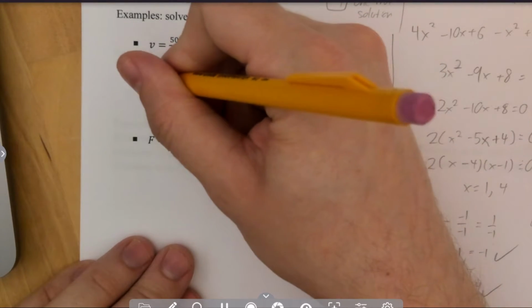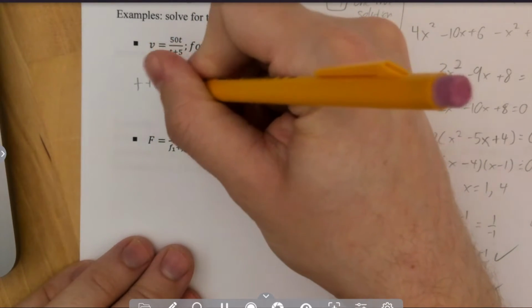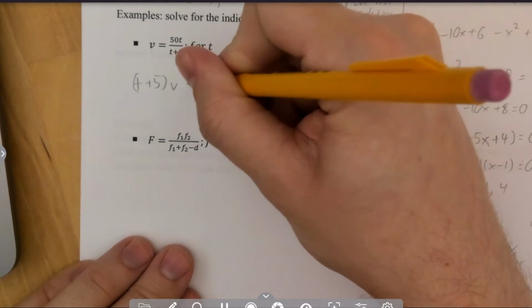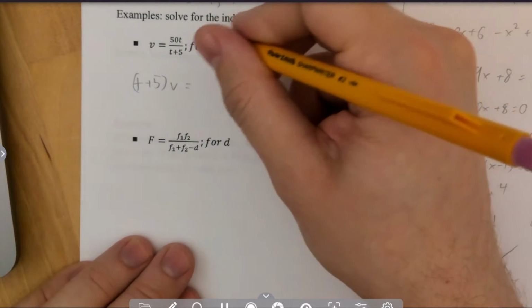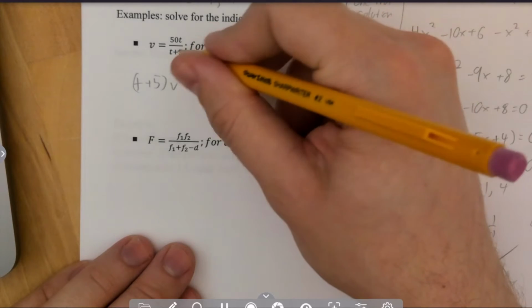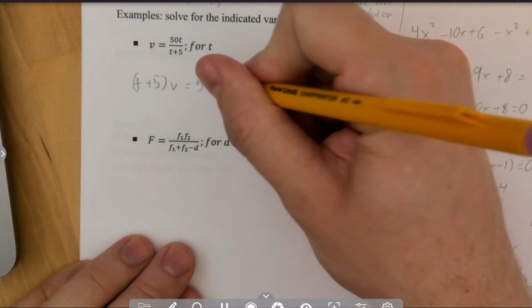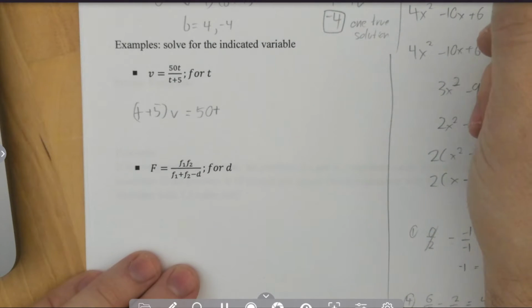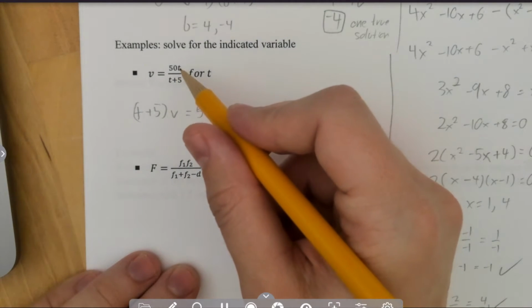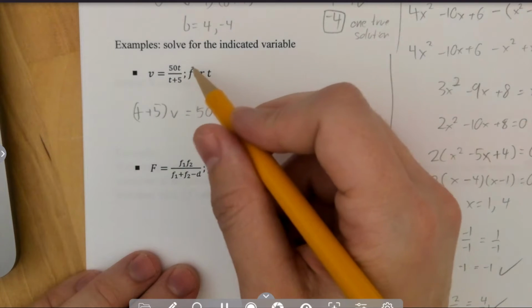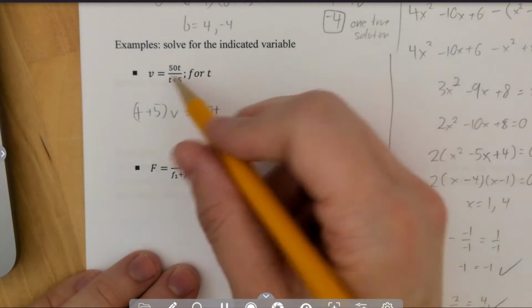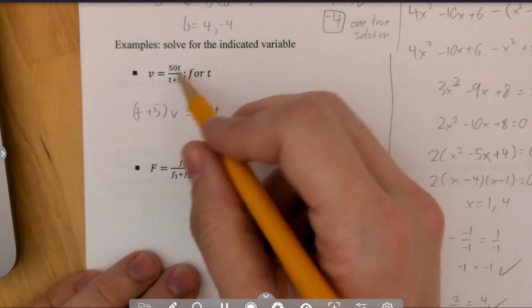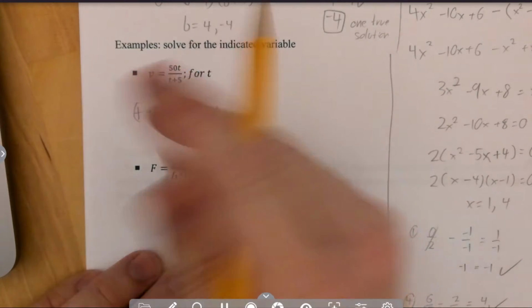When I do that on the left-hand side, I'll get simply t plus 5 times v. On the other side, because I'm multiplying by t plus 5 in the numerator and there's a t plus 5 in the denominator, they will cancel out and I will just get 50t. Now that feels kind of weird because we had t on the same side of the equal sign, but we just want one t. Right now it's solved for v. There's only one v and all this other stuff, but it's just v equals and we're done.